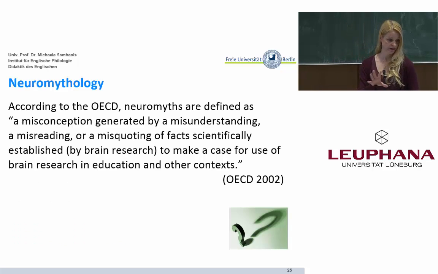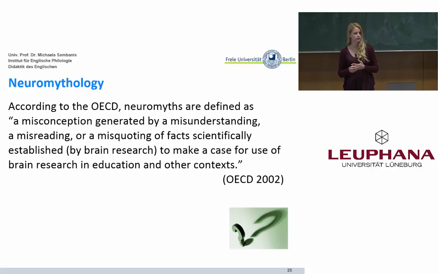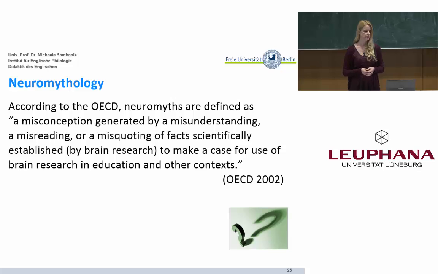Start with a quick definition of what neuromethodology means. According to the OECD, neuromyths are defined as a misconception generated by misunderstanding, a misreading, or a misquoting of facts scientifically established by brain research to make a case for use of brain research in education and other contexts. Let this sink in for a couple of seconds.